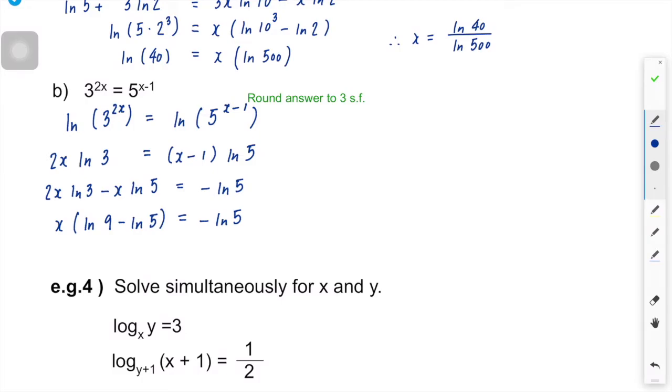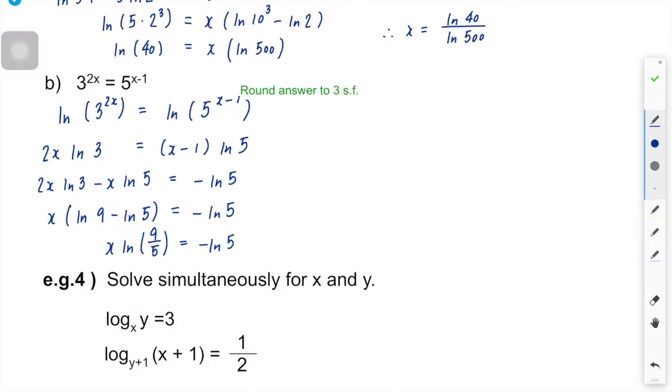Then I have x times, let's take one more step, ln of 9 over 5. Okay, and then negative ln 5. So now you can use your calculator and divide negative ln 5 by ln 9 over 5. And x is equal to negative 2.74, rounded to 3 sig figs. How did you do?